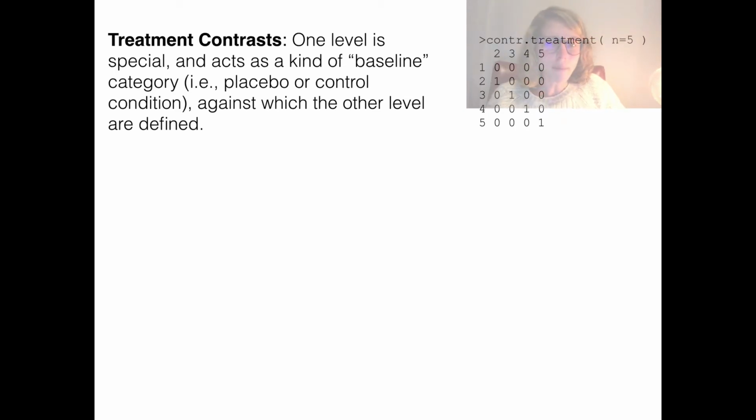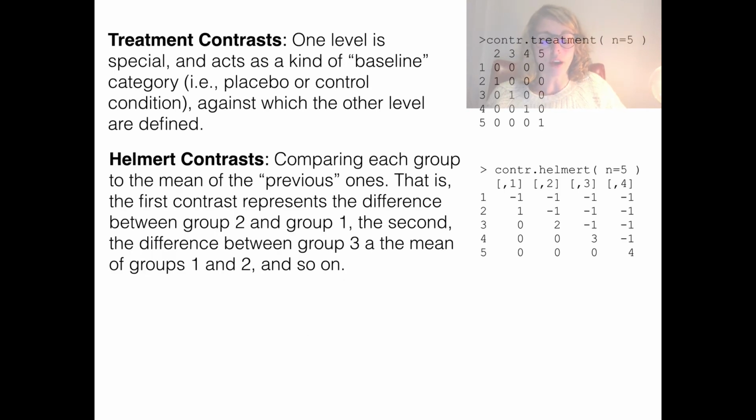And in cases like that, it may make more sense to compare each group to the mean of all of the other groups. So this is where Helmert contrasts can be useful. So these involve comparing each group to the mean of the previous levels in your variable. So that is, the first contrast represents the difference between group 1 and group 2. The second represents the difference between group 3 and the means of group 1 and 2, and so on. Right, so these might be useful in situations where we're interested in additive effects, where we're sort of incrementally increasing dosage of vitamin C, for instance.